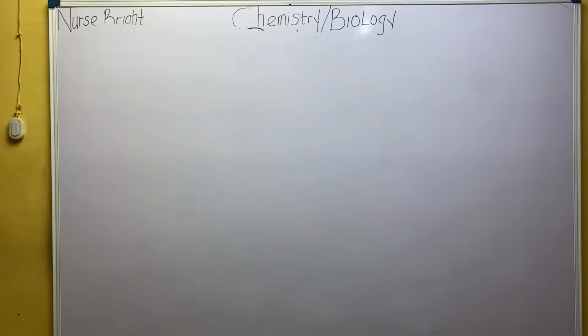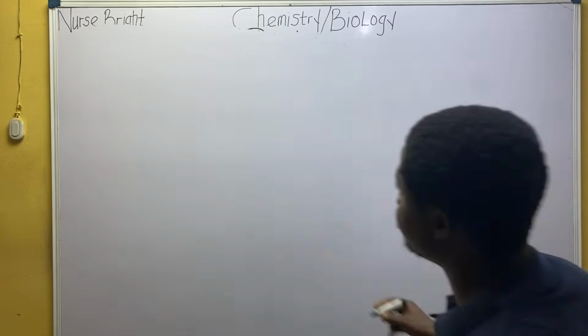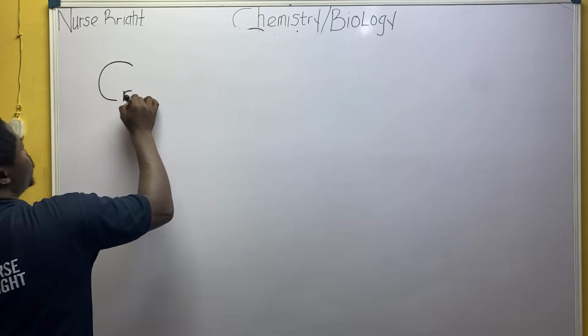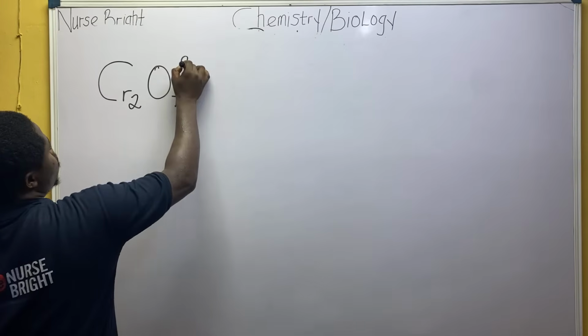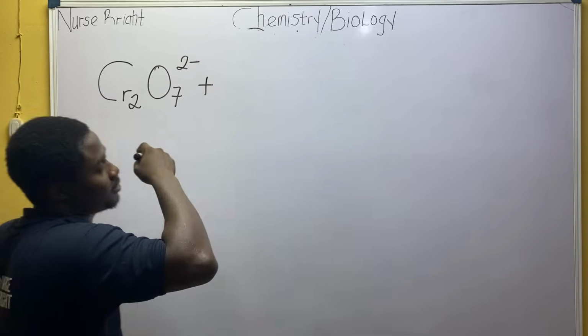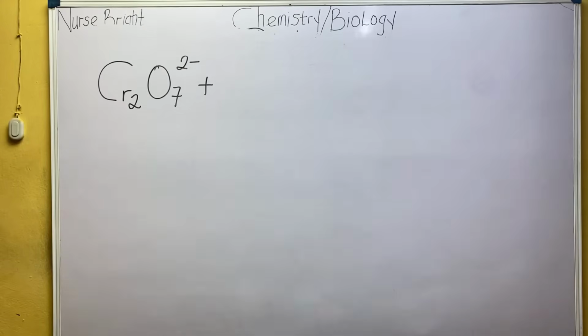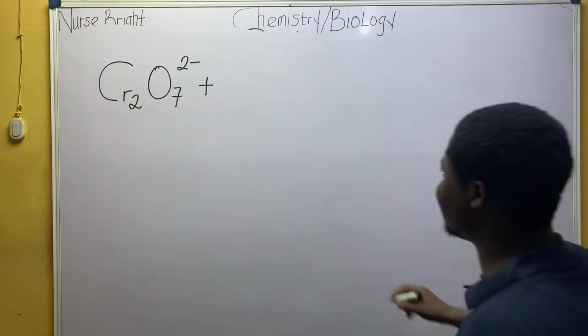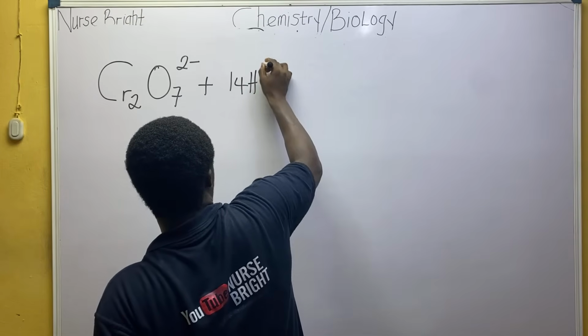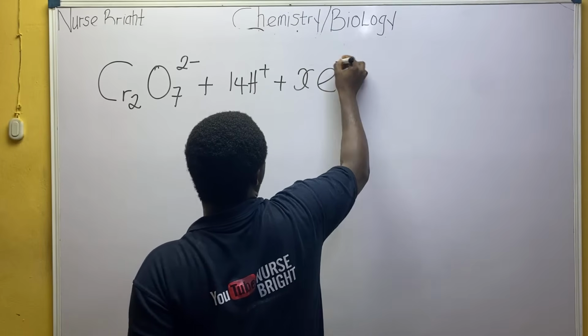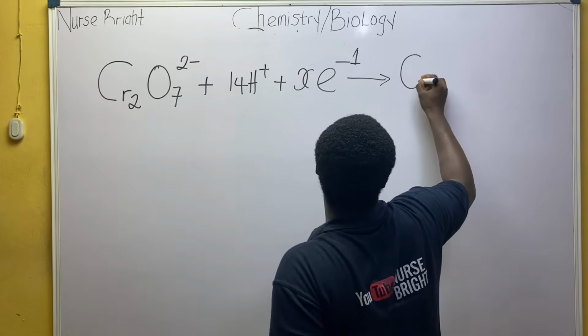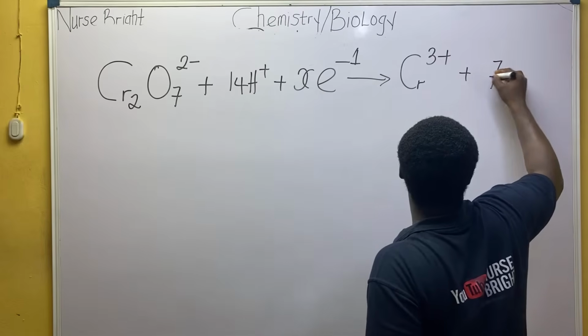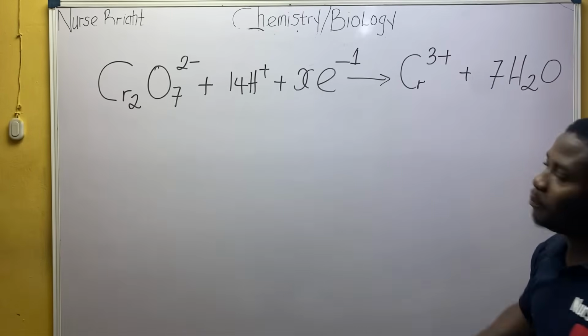Let me write it here. Cr2O7 2 minus plus 14H plus plus Xe minus gives Cr3 plus plus 7H2O. Pay attention, everyone.